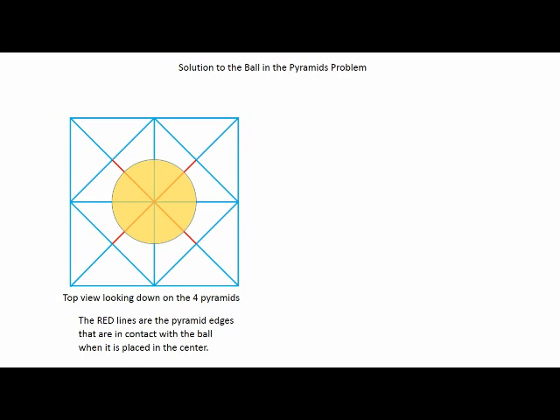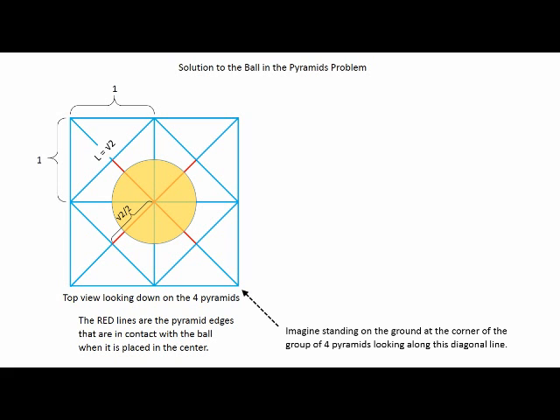The sides at the base of each pyramid have a length of 1. The Pythagorean theorem says that this diagonal length is the square root of the sum of the squares of the 2 adjacent sides, so its length is the square root of 2. Therefore, the distance from the center of each pyramid base to one of its corners is 1/2 the square root of 2.